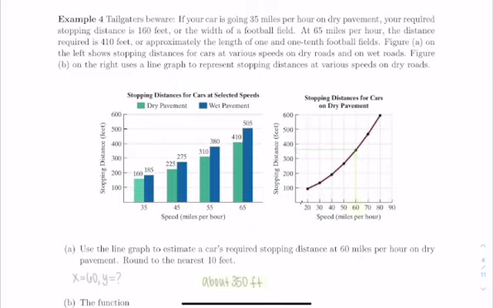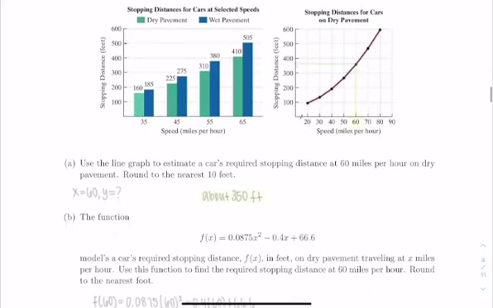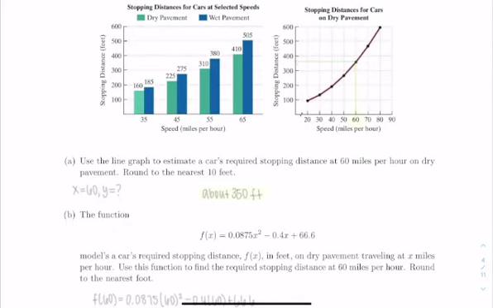Figure A on the left shows stopping distances for cars at various speeds on dry roads and on wet roads. Figure B on the right uses a line graph to represent stopping distances at various speeds on dry roads. Use the line graph to estimate a car's required stopping distance at 60 miles per hour on dry pavement, and we want to round to the nearest 10 feet.